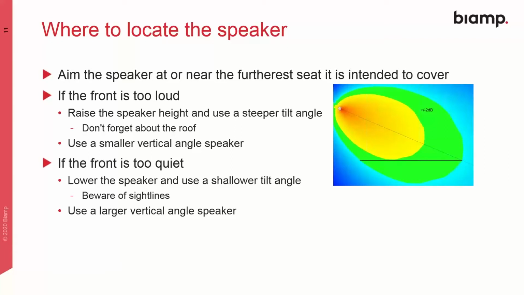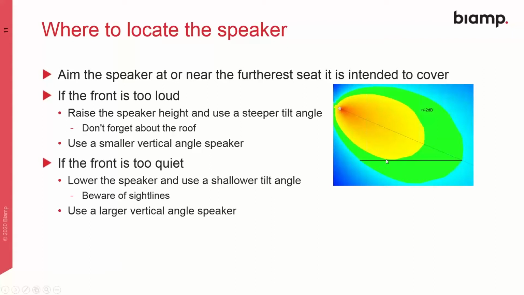Where to locate the speaker? Again, aim the loudspeaker at or near the furthest seats it is intended to cover. This is the same graphic we saw before. And you notice the aim line is at the... if we were to aim it higher, and our audience plane comes across here, now we've got more sound up on the back wall than we have in the seats. That's not good.